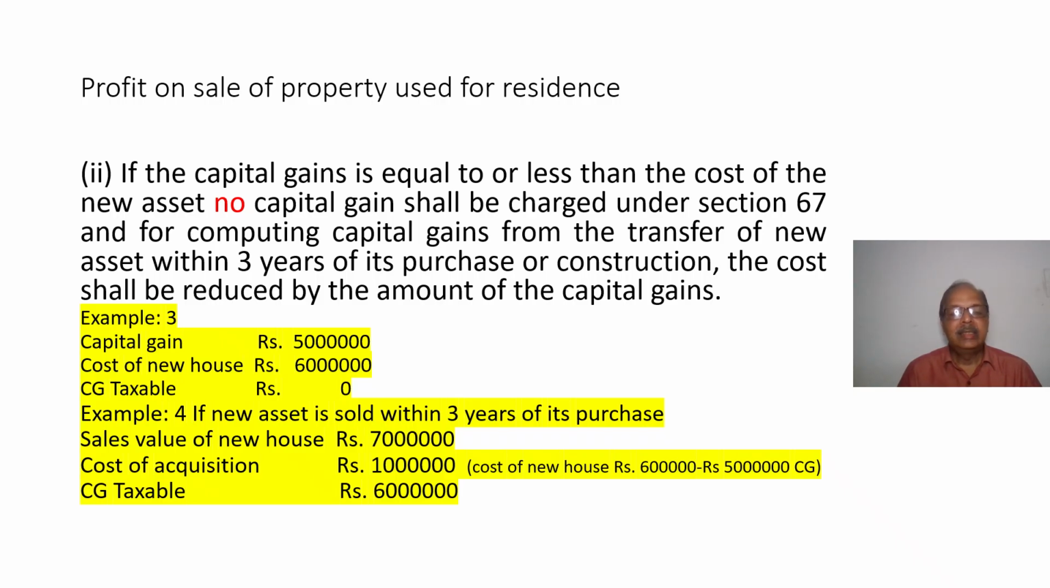And in the second case, as per example 4, if the new asset is sold within 3 years of its purchase, and the sale value of the new house is 70 lakhs, the cost of acquisition shall be only 10 lakhs, because the cost of the house was 60 lakhs, and we have enjoyed the exemption of 50 lakhs to the extent of the capital gain of the previous property. So only 10 lakhs will be allowed as deduction. The balance capital gain of 60 lakhs will be taxed under section 67.